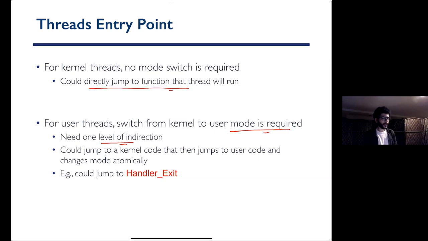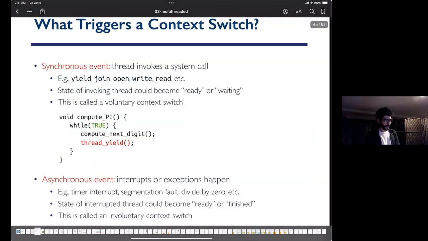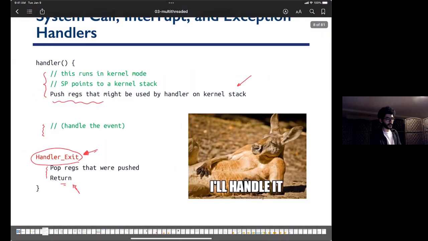So the entry point for the user thread that you could potentially use, and this is what we are using in RTX in the starter code for the labs, is the handler exit. Just to remind you, I'm going to go back here. Here was the handler exit, if you remember, right? And I told you that this return changes the mode from kernel to user mode. And this is perfect for us, right? Because we can now jump to our user code and change the mode at the same time.